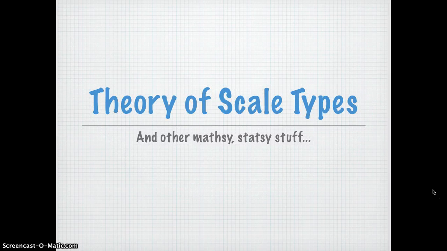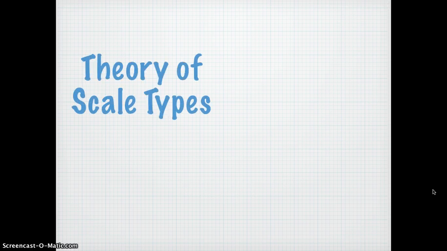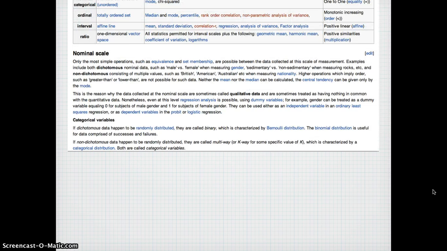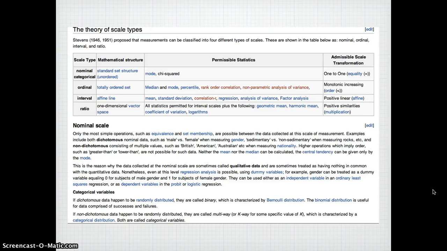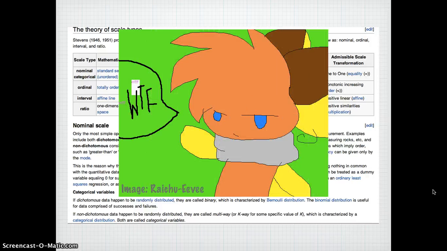Scale types, which is something I just came across today for the first time. And I had a friend ask me, well, what is this theory of scale types? And yeah, I basically had no idea what it was, so I did what I always do when I don't know what something is. I looked it up on Wikipedia, and it gave me all this stuff: nominal categories, ordinal, interval ratio, and I was like, dude, what is this stuff? So I've tried to break it down a little bit for you guys here.